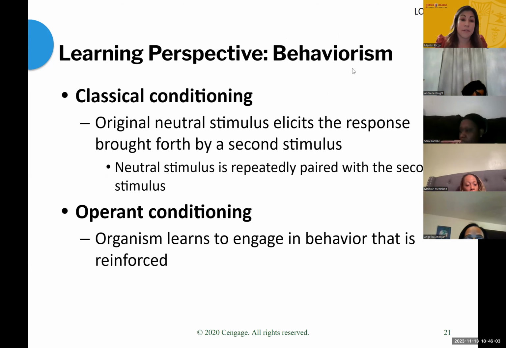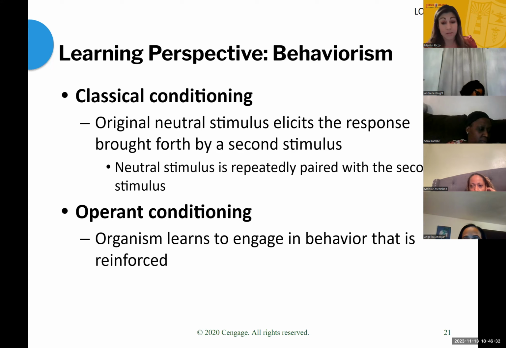Learning perspective: behaviorism. So some of you may have heard of Pavlov with the dog and the bell theory, which is basically where they gave the dog a bell and the dog learned: ring the bell and you'll get food. It took a long time, but the dog had to keep learning to press the bell. Every time he pressed the bell, he got food. If he didn't press the bell, he didn't get food. So some theorists started studying animals first before they started doing these studies on humans. And this is where classical conditioning and operant conditioning comes into play.